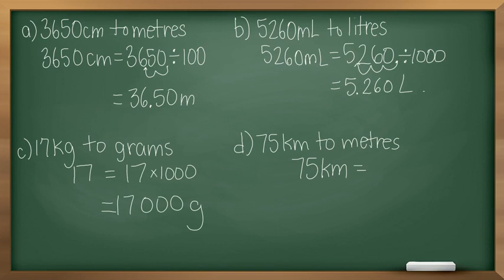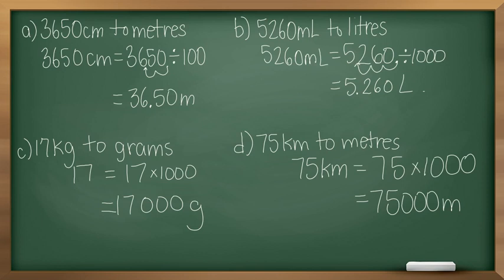And then looking at the last one, we have 75 kilometers. We want to express that distance in meters. Kilometers are much longer than meters, so we're going to need more meters to go the same distance. In fact, 1 kilometer is the same as 1,000 meters, so we're going to take our 75 and multiply by 1,000. So that gives us 75,000 meters, which is the same distance as 75 kilometers.